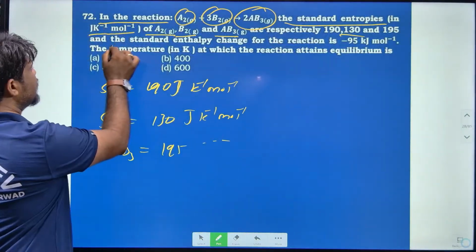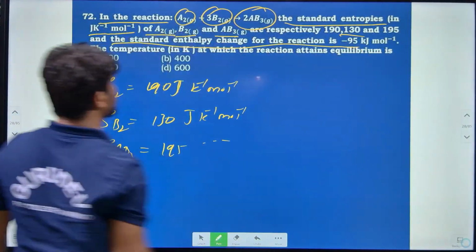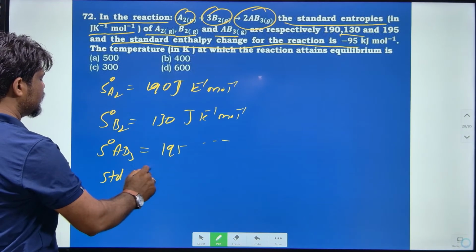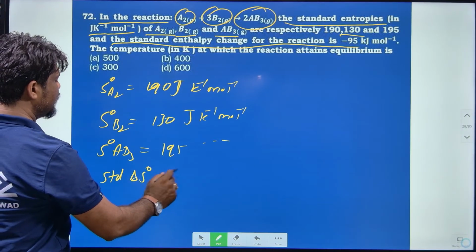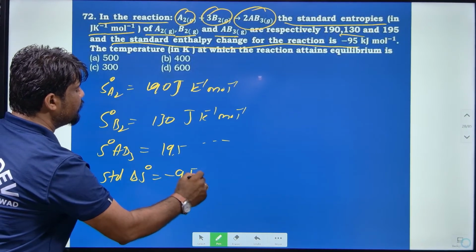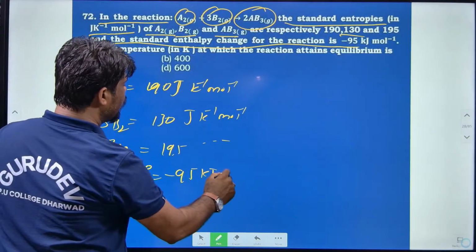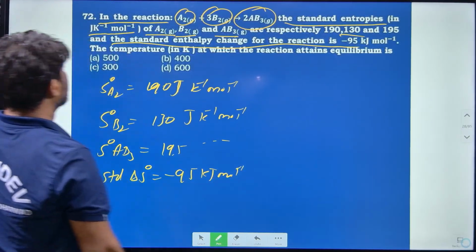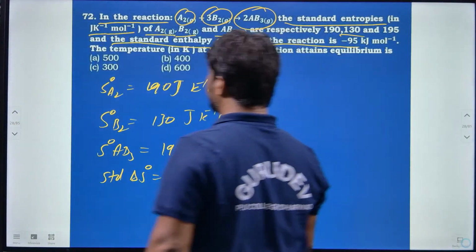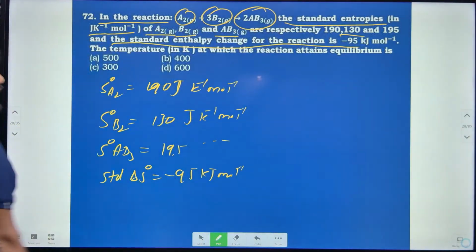Well, the standard enthalpy change for the reaction, delta H naught, is minus 95 kilojoule per mole, they have given. The question asks for the temperature at which the reaction attains equilibrium. So here we need to calculate the temperature.